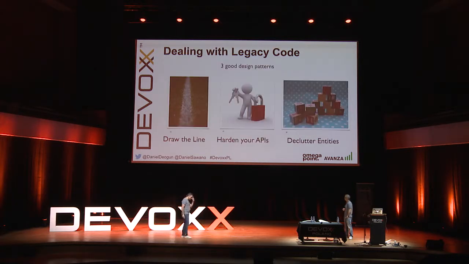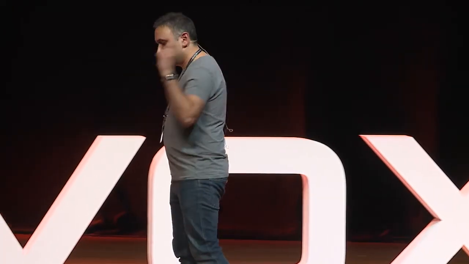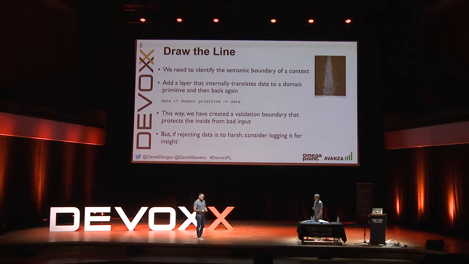So how can we apply this in our everyday life? We actually have three very good design patterns that you can use tomorrow, if you like, or today. The first one is called draw the line. Draw the line is really about starting to identify how bad your data is, because what we want to do is create domain primitives. You start defining and creating your domain primitives, and then you start using them.